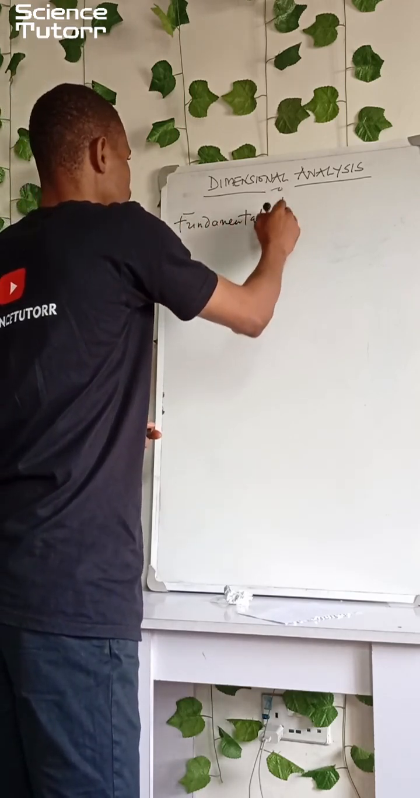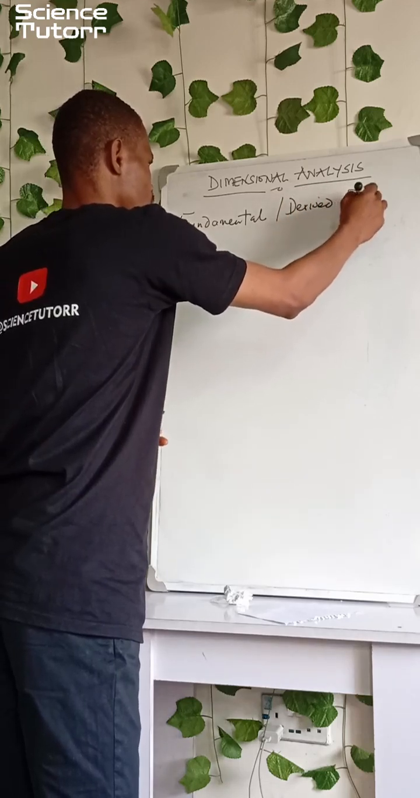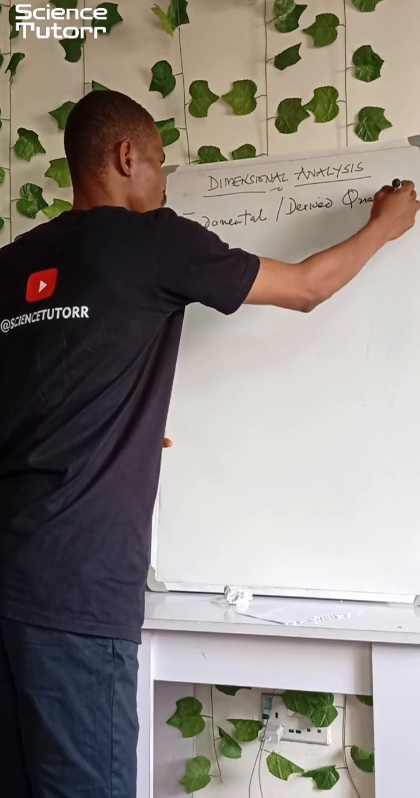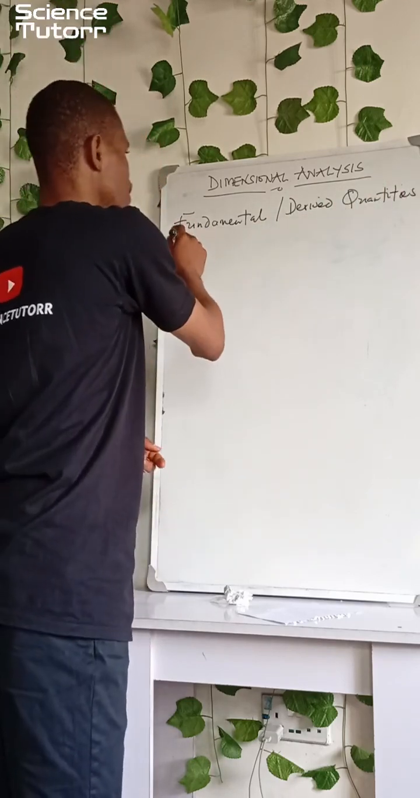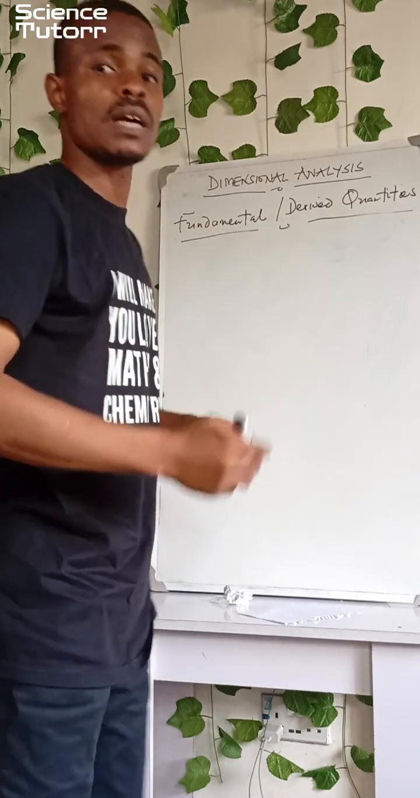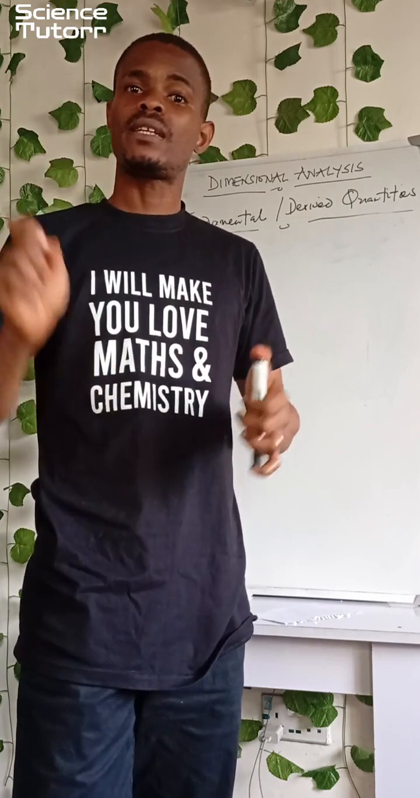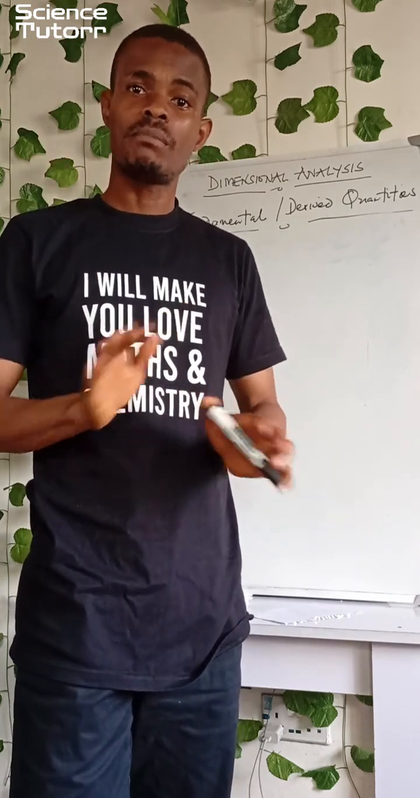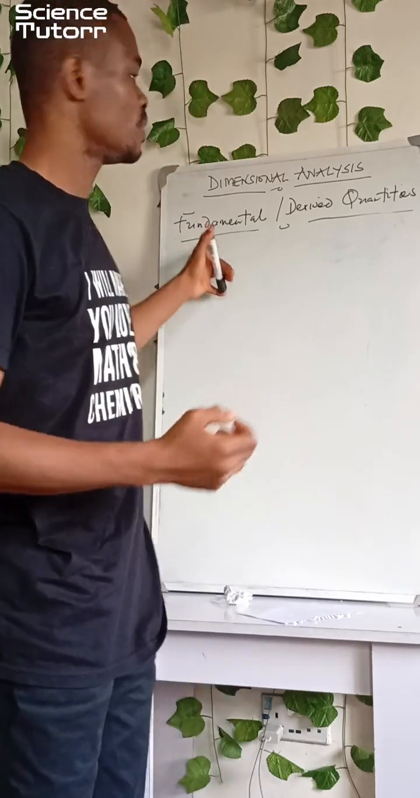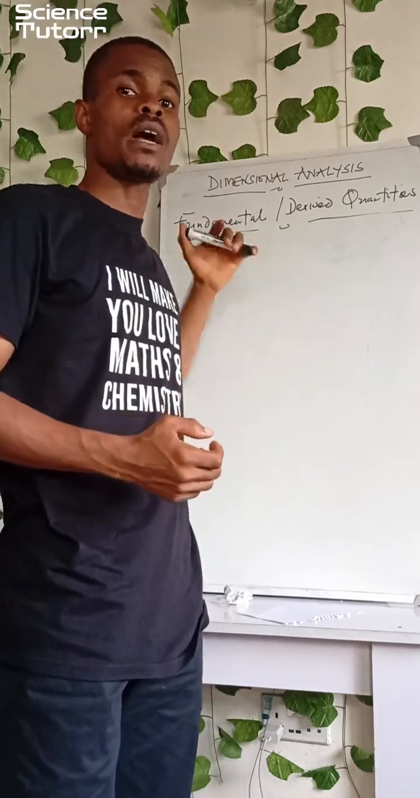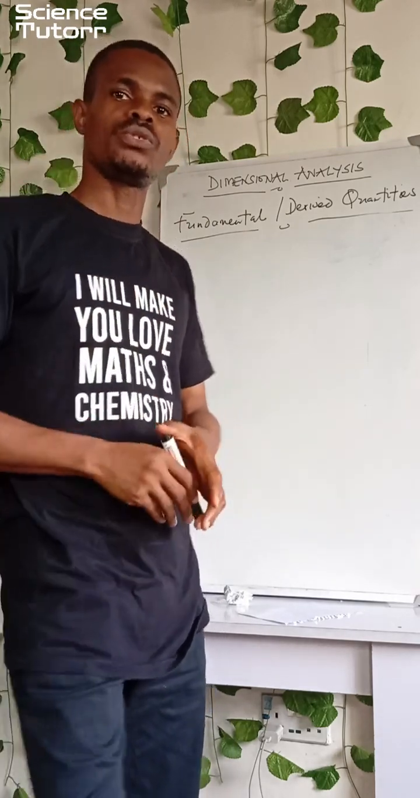So we shall be looking briefly at the fundamental and derived quantities and their units and how they are used in dimensional analysis. Now, fundamental quantities are basic quantities that are independent. They are simply independent. The derived quantities depend on the fundamental quantities. And we have about 7 fundamental quantities that we use.